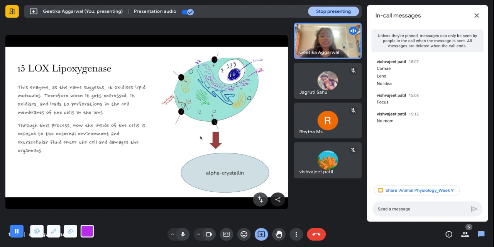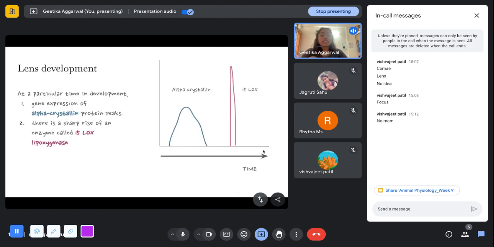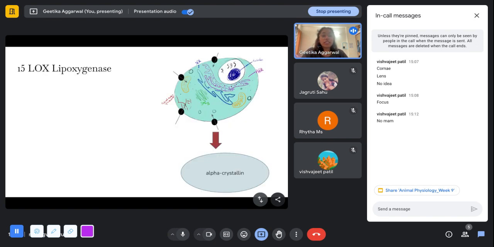And later on, when the inside of the cell has been destroyed and the organelles have been damaged, this protein, alpha crystallin, enters the cell and fills it up. Since the enzyme 15-LOX lipoxygenase is expressed only for a short amount of time, in that short period it perforates the cell membrane and allows the extracellular fluid to get in and destroy the organelles. But then eventually the cell membrane rebuilds itself. But now all the organelles have been destroyed and they cannot be rebuilt.